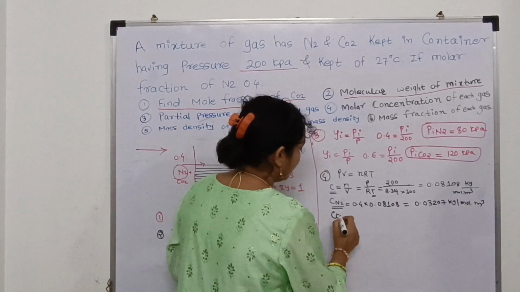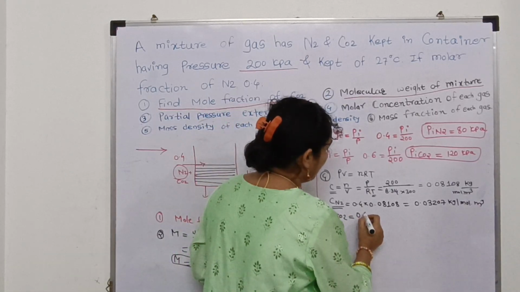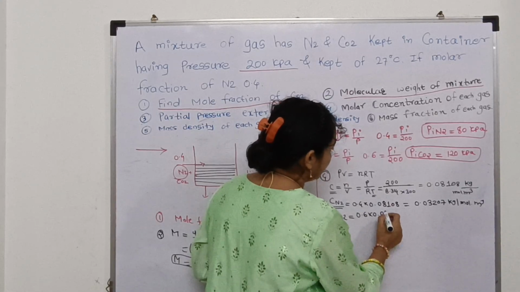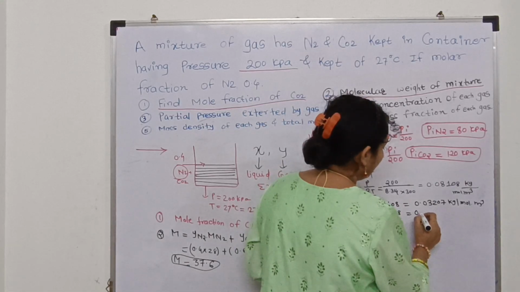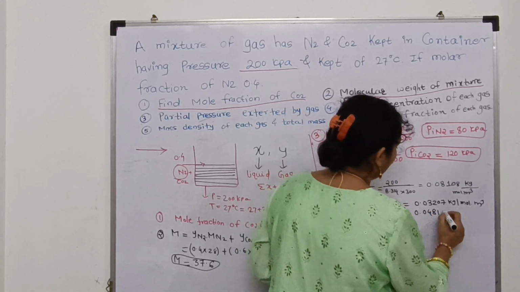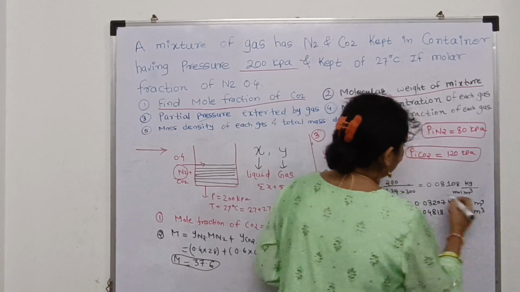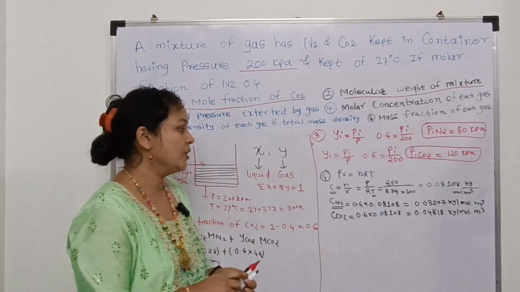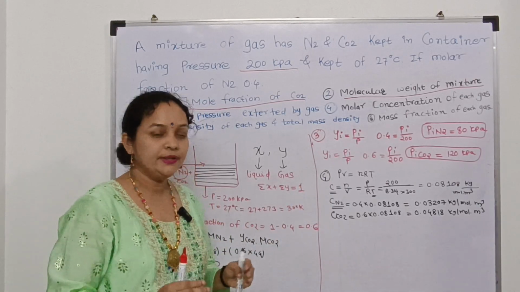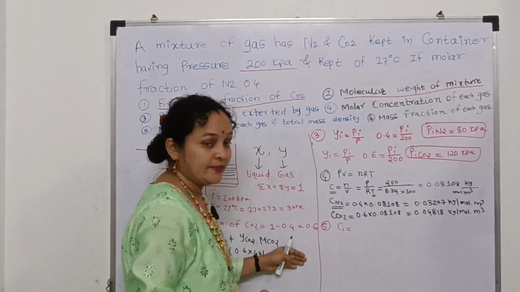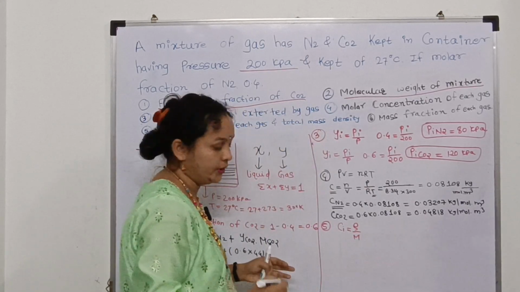In the same manner, you are supposed to calculate the concentration of the CO2, which can be calculated as 0.6 multiplied by 0.08108. If you calculate it, it becomes 0.04818 kg per mole into meter cube, right? It means you are supposed to first calculate the overall, and later on calculate the individual. Now Ci is equal to the density divided by the molecular weight of that particular component, right?